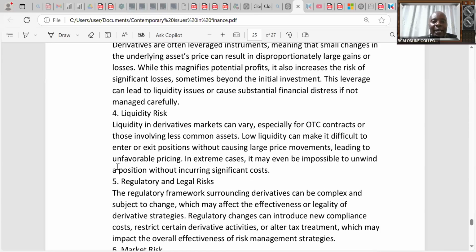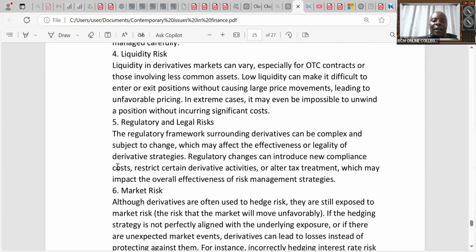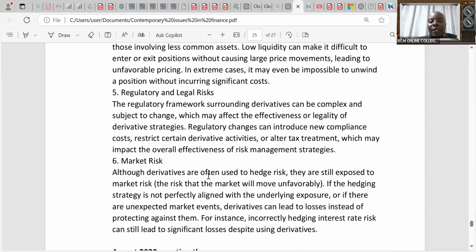So we have here market risk. Of course, market risk, ladies and gentlemen. Although derivatives are often used to hedge risk, they are still exposed to market risk. The risk that the market will move unfavorably. The market will move against you.